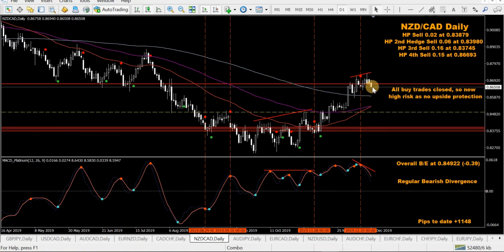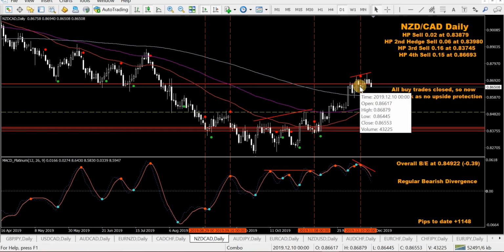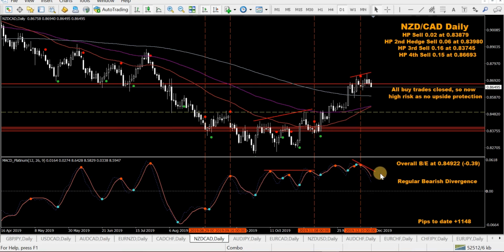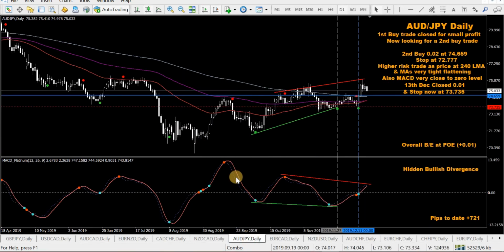So now it's starting to head down again. Took a sell up here, went against me. More divergence there, so that's regular bearish. And we're heading down now. So at least we're heading in the right direction. Might take a while, but we'll get there.